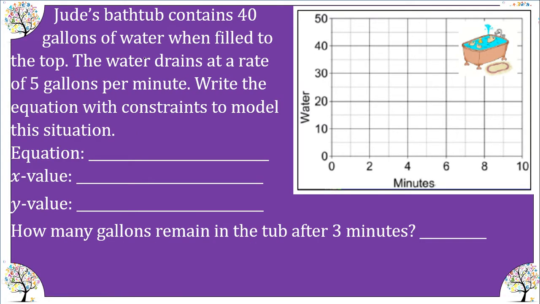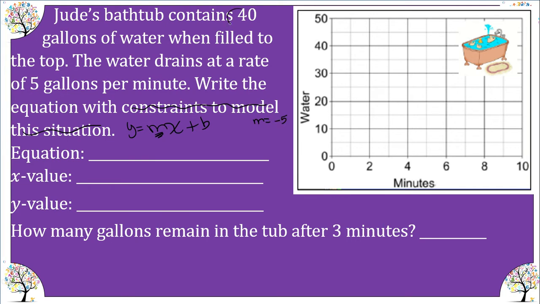Okay, let's take a look at another example. Ju's bathtub contains 40 gallons of water when filled to the top. The water drains at a rate of 5 gallons per minute. Write the equation. And we're not going to worry about constraints here. We're just going to write the equation. Again, y equals mx plus b. So the slope here is the 5 gallons per minute, but it drains, so it's going out. So my slope is -5.